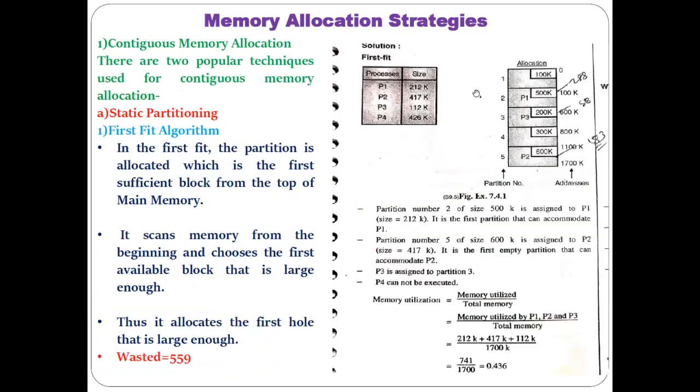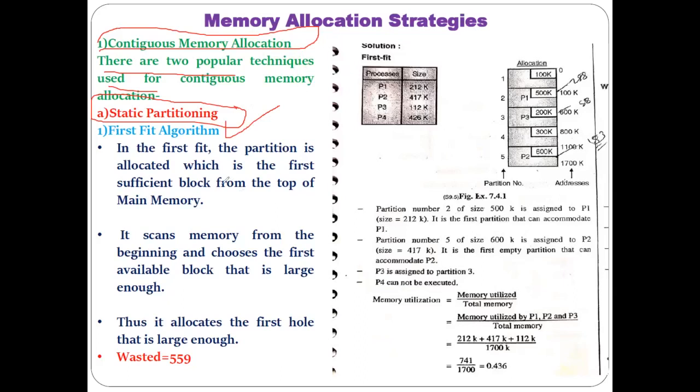Now let's see the first algorithm. In contiguous memory allocation, as I said, it is divided into two categories: static partitioning and dynamic partitioning. We are discussing static partitioning, and in static partitioning, the algorithms utilized to allocate memory to a process are also divided into three categories. The first category is the first fit algorithm.